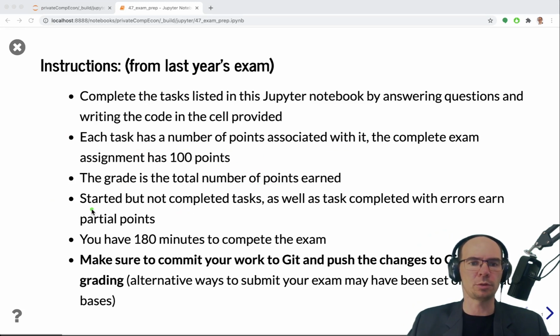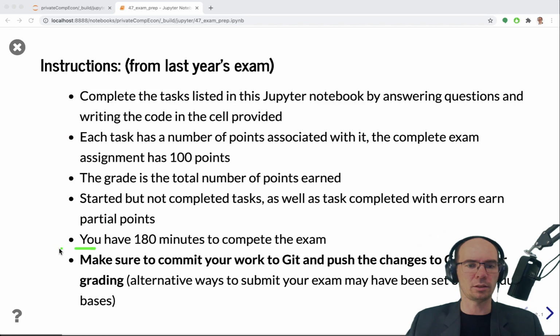This is pretty straightforward. Started but not completed tasks, and also tasks completed with errors, earn partial points as usual. There are 3 hours to complete the exam and compute all of the necessary quantities there.